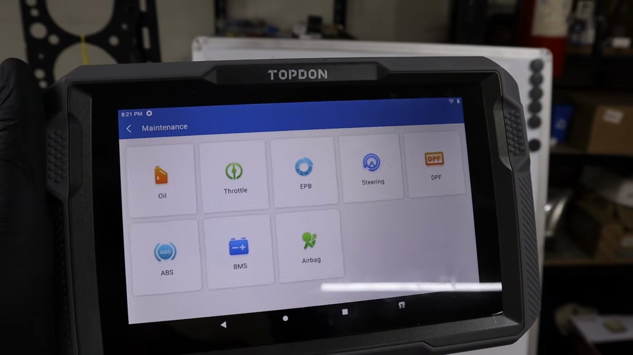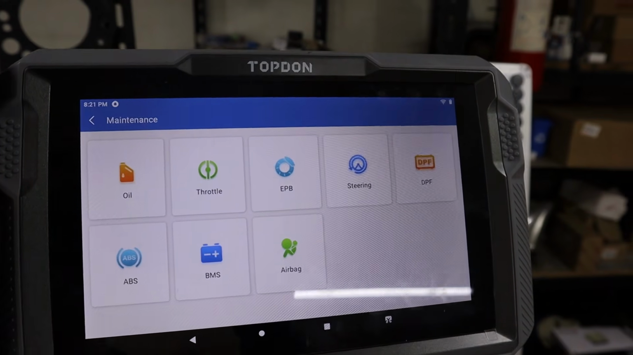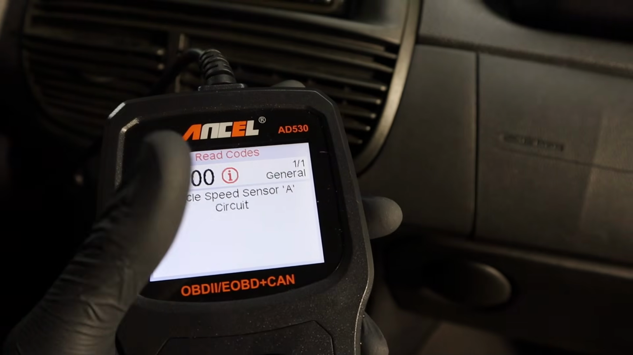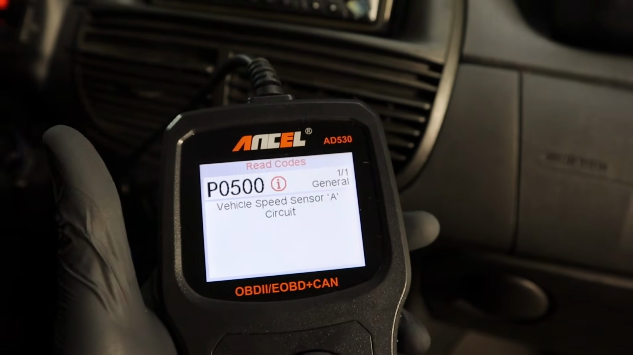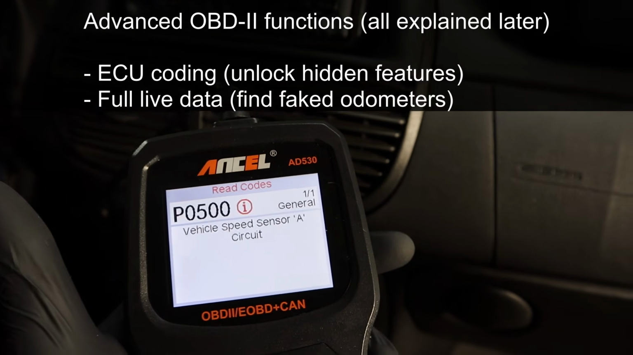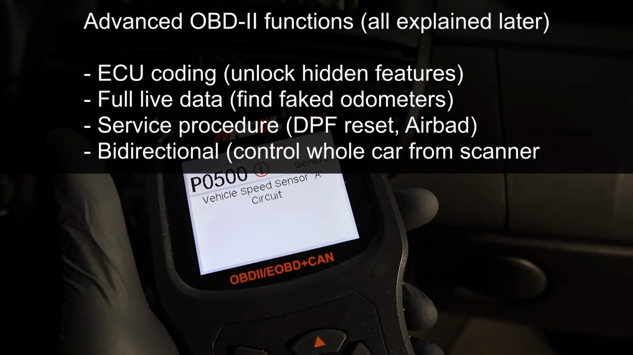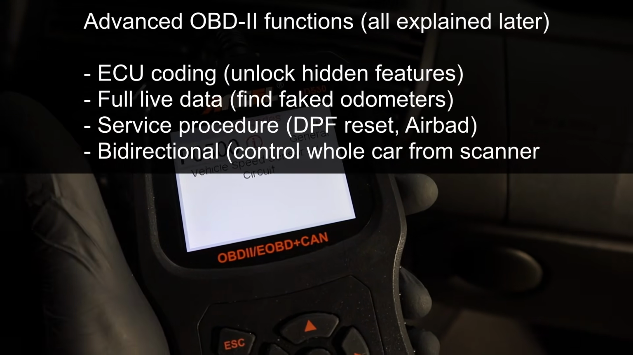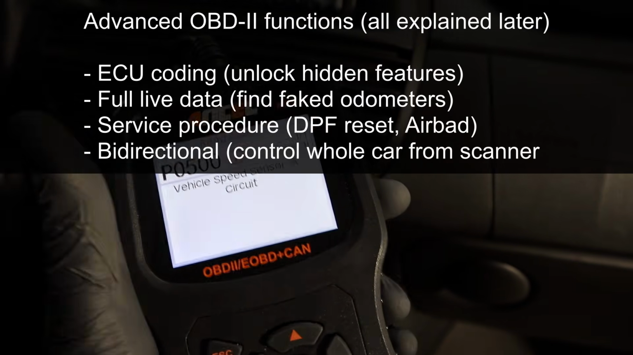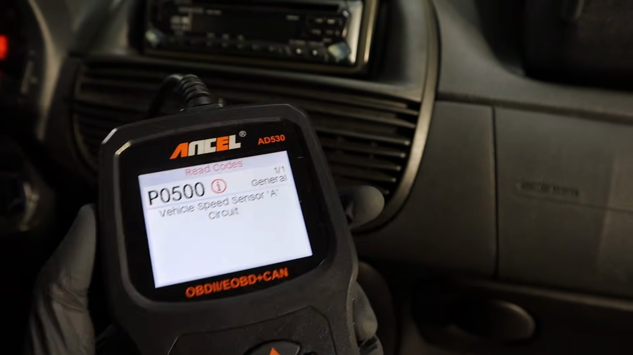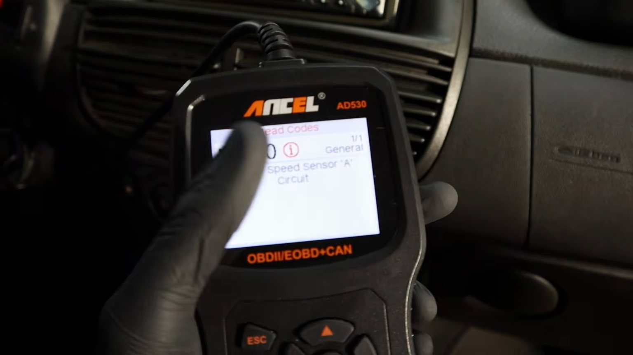Now, of course, the more expensive scanners will have some other advantages, but that is mostly using advanced functions. For example, with a better scanner you can unlock new features of your vehicle, you can do a used vehicle check, you can find out mileage data, so you can use it to find rolled back odometers and a lot of other advanced procedures. But when it comes to scanning the engine, a simple chip code reader like this is completely enough.